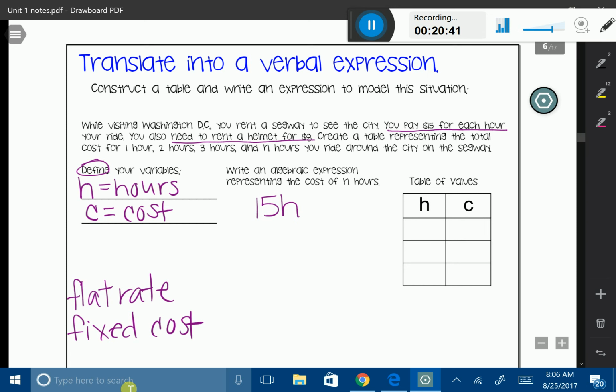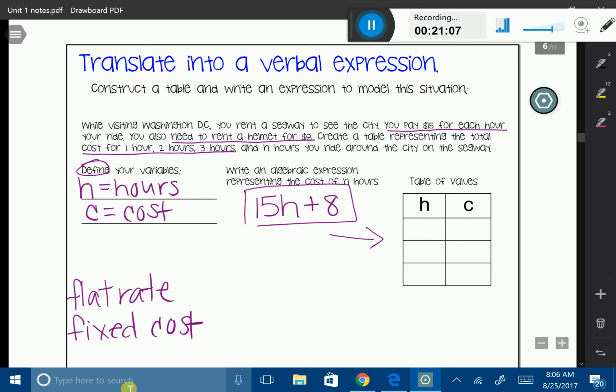So basically what I'm going to do is I'm going to go ahead and add $8. So what that means is every hour that I ride my Segway, it's going to go up in price. But I'm always going to pay that constant $8. So let's go ahead and take our expression that we created, and let's fill out our table of values. So here what we want to do is figure out the cost of 1 hour, 2 hours, and 3 hours.